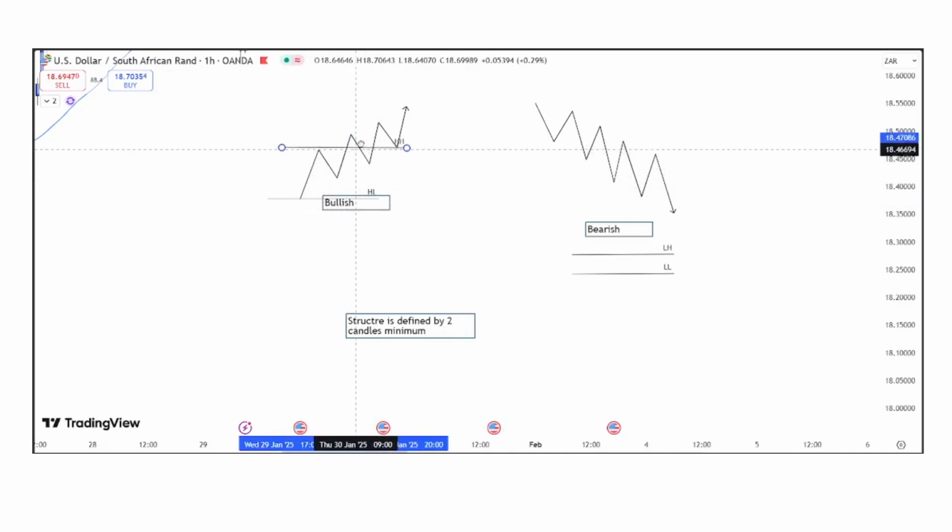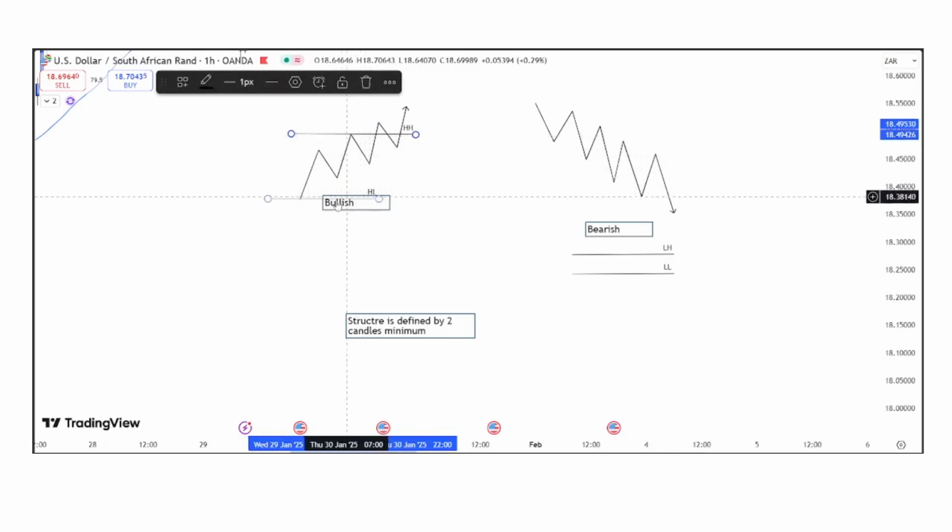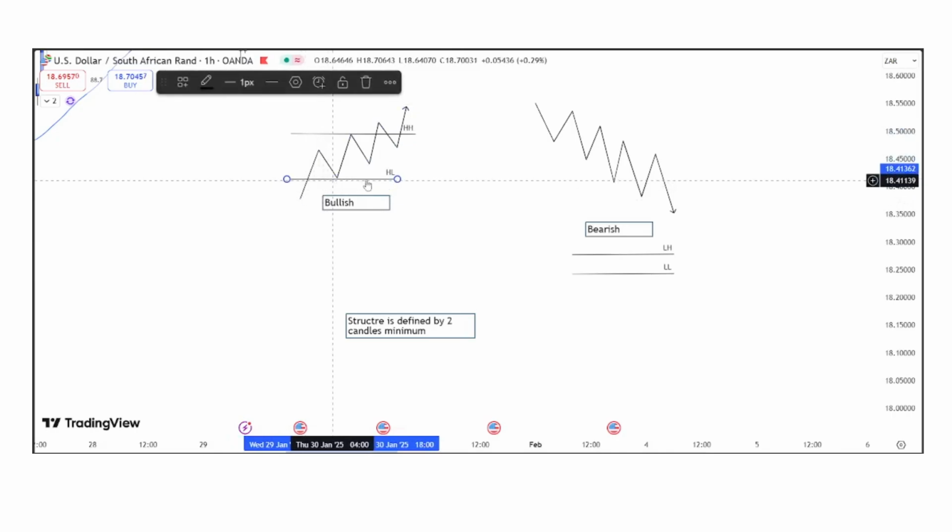We push up, we create a higher high. Now remember, your higher low always lags behind. Now this becomes your higher low. So that's higher high, higher low. Price here, this is not a structure point.